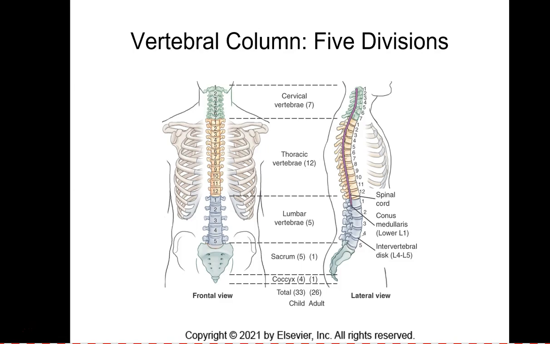Dorsal spine is the old term for the thoracic spine, but it isn't a very accurate term since all of the spine is located in the dorsal aspect of the body. So if you hear the term dorsal spine, they're referring to thoracic spine, but again, it's an old term that we typically don't use anymore.